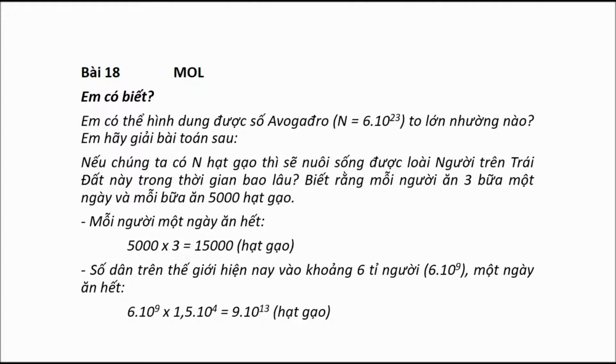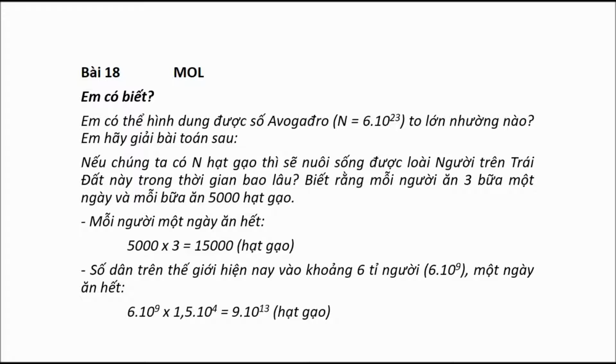Do you know? Can you imagine how large the Avogadro's number N equals 6 times 10 to the power of 23 is? Solve the following problem. If we have N grains of rice, how long can this amount of rice feed all humanity? Given that each person has 3 meals per day and eats 5,000 grams of rice per meal. Each person in one day eats 5,000 times 3 is 15,000 grams of rice.